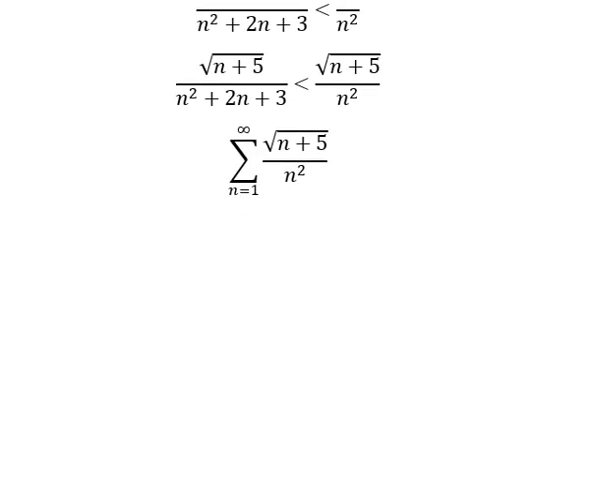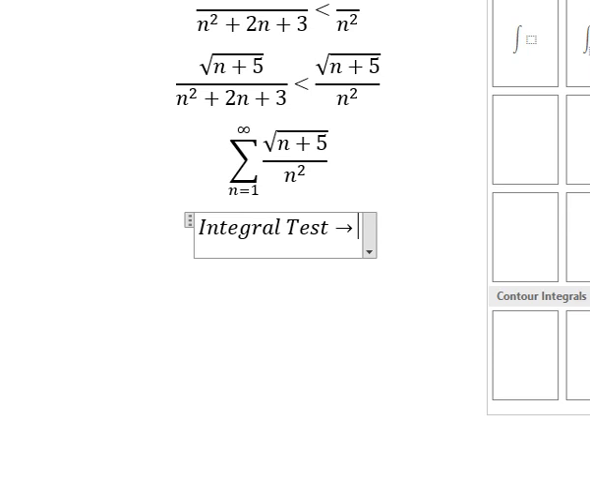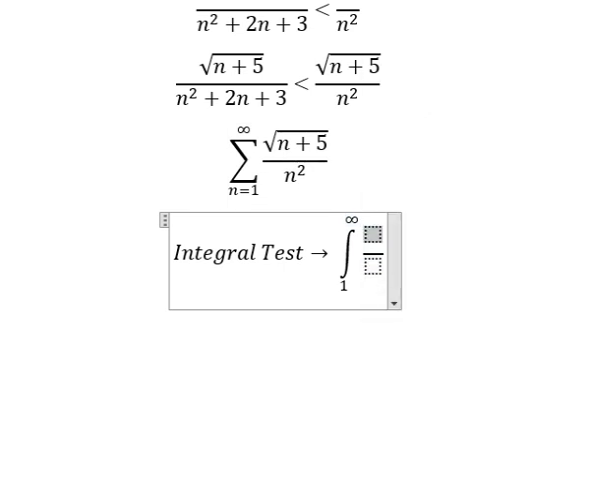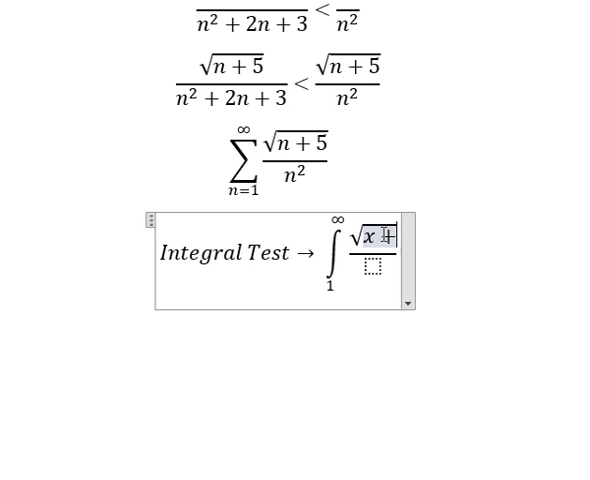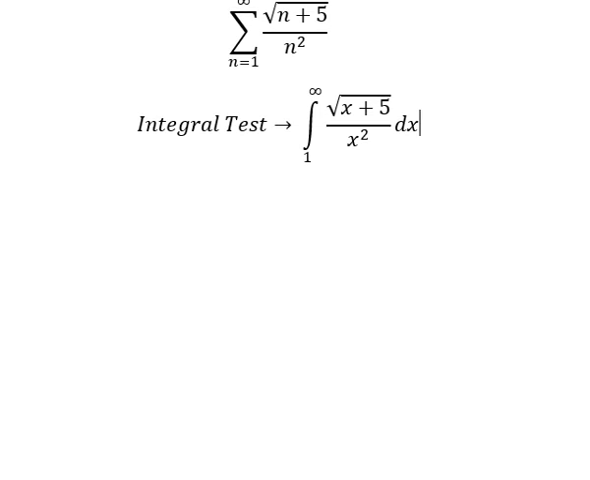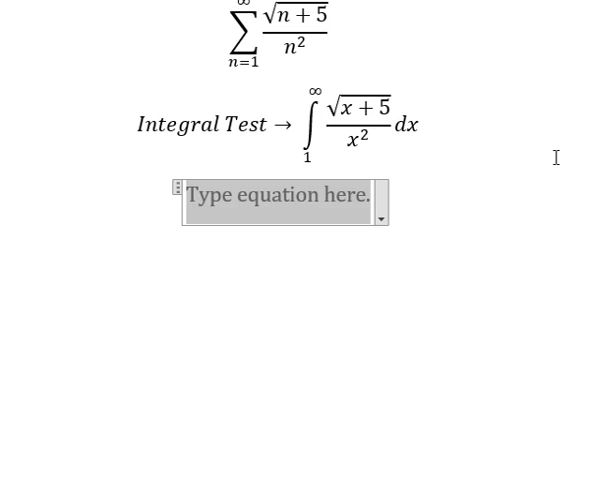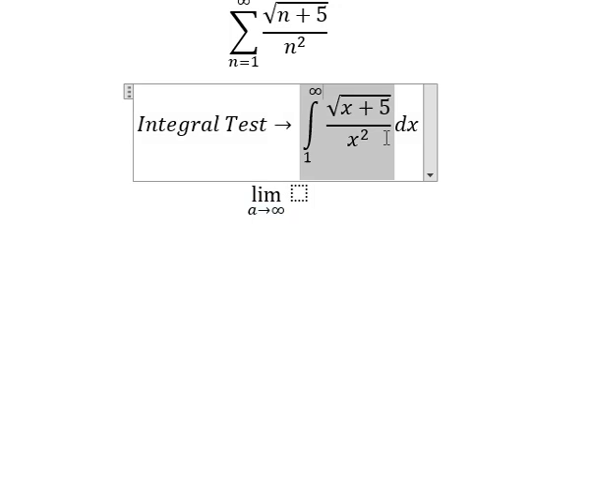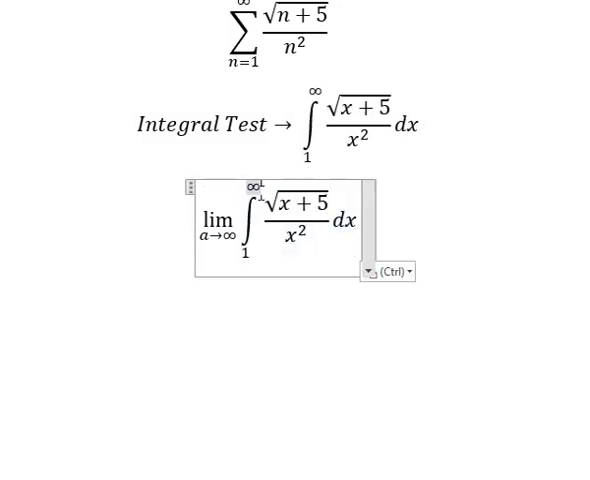So we can use the integral test. That is the integration from 1 to positive infinity, and we have the square root of s plus 5 over s squared. So we can use the limit, as b approaches positive infinity. This one we change to b.